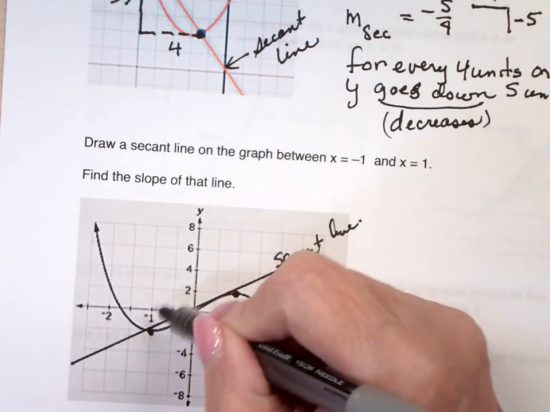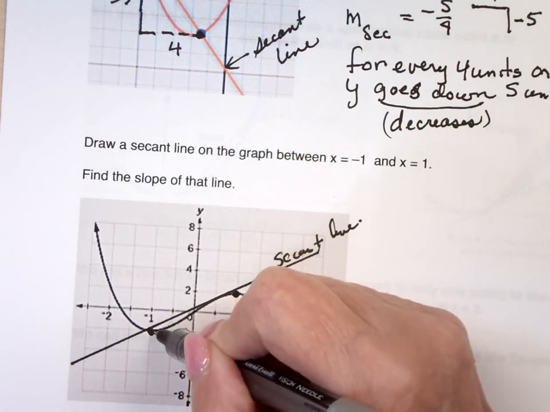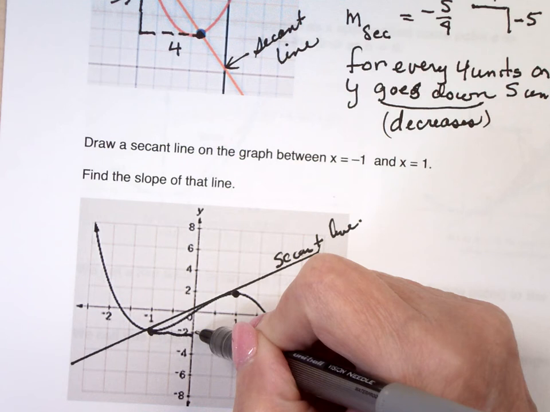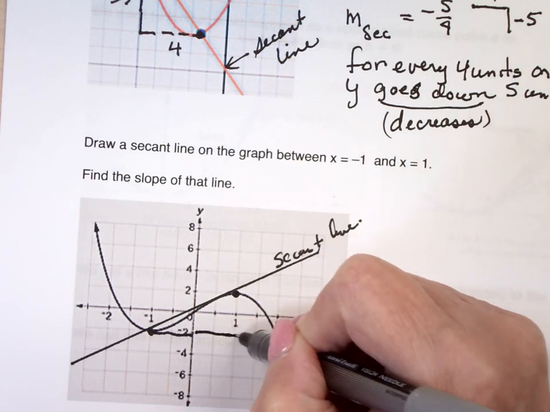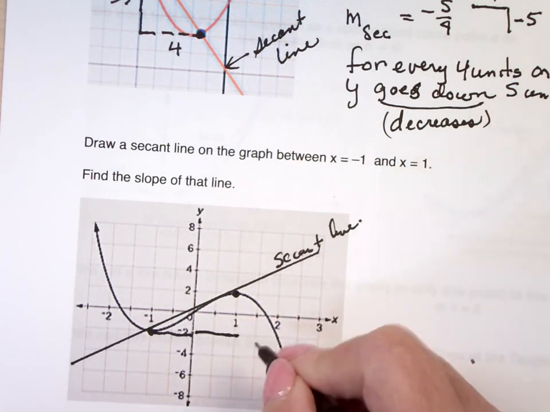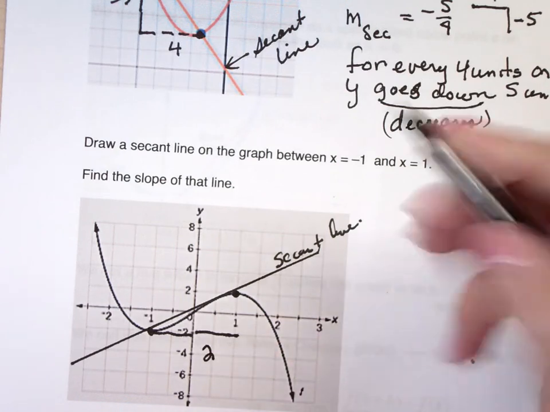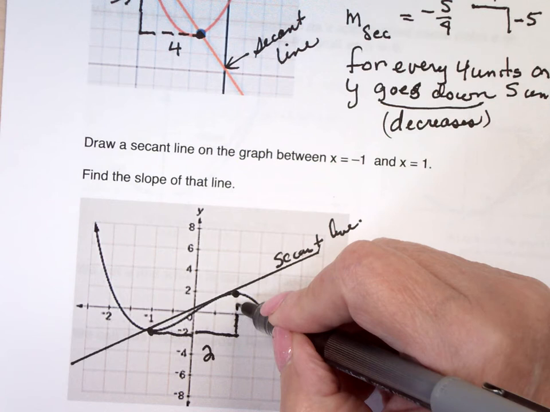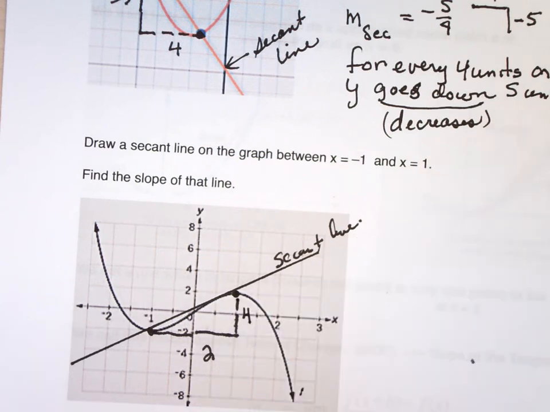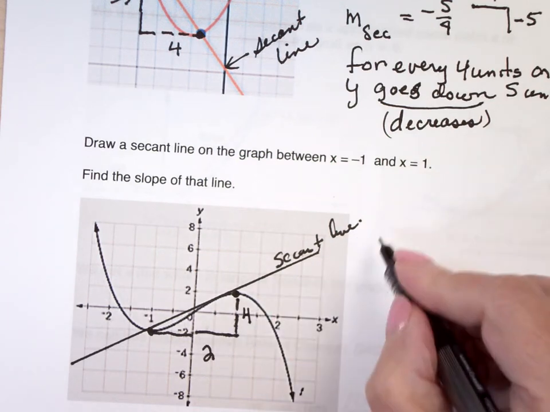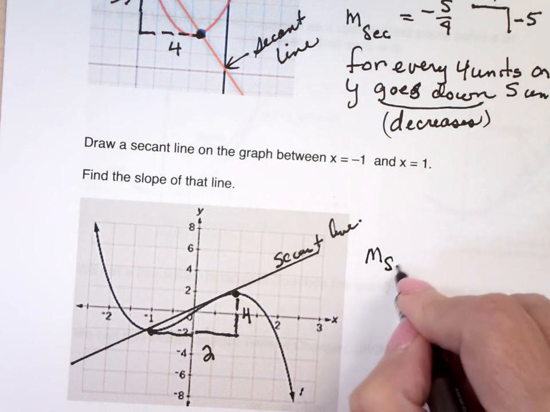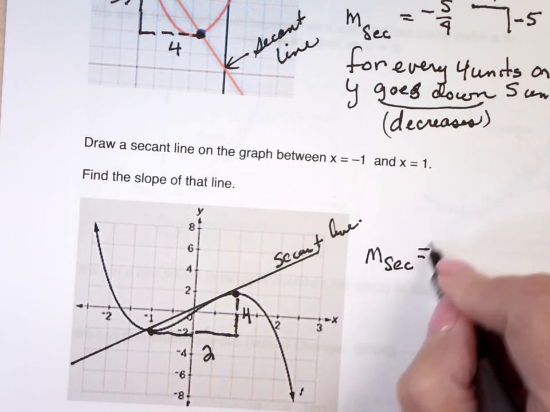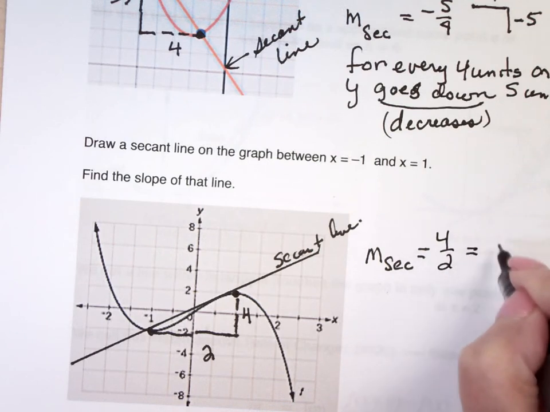So this says I'm going to go over 1, 2, and up 2, 4, both in a positive direction. So the slope of the secant is rise over run, 4 over 2, or 2.